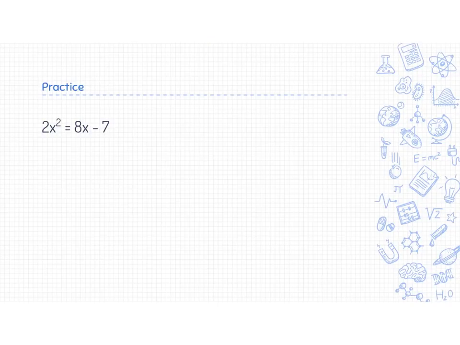Alright, so this one here is your practice. I want you to go ahead and work through this one. We will go over it once we come back into class. My suggestion on this, even though it is more steps, I would keep my a positive by subtracting 8x and then adding 7 to get it set equal to 0. With the quadratic formula, it's not as big of a deal to keep your a positive, but it's always nice to just stay consistent with that.